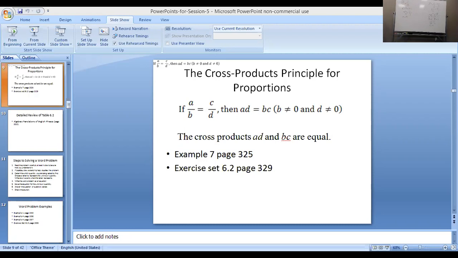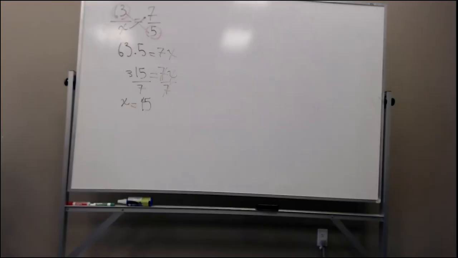Let's look at something on page 329. For example, look at number 64. All right. Would you like to do it? Yeah, over here. Sure. Let me see. Let me go over this.